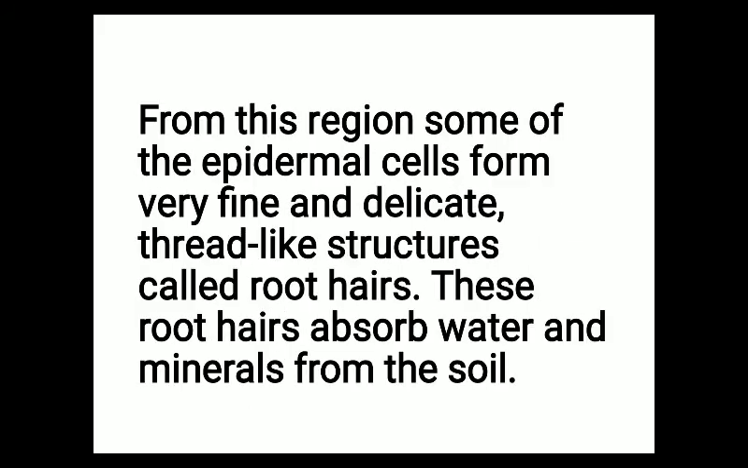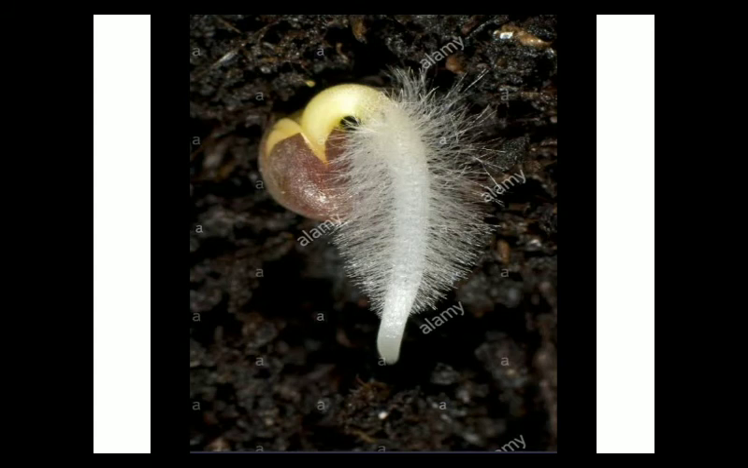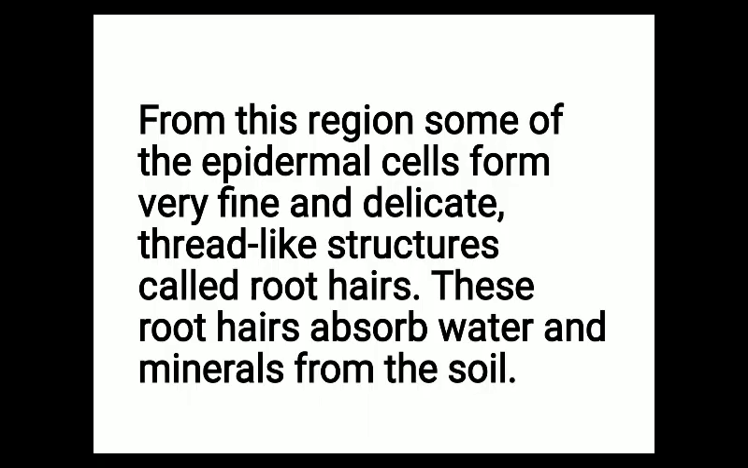From this region of maturation, some of the epidermal cells form very fine and delicate thread-like structures called root hair. So this is very important. From which part will the root hair arise? We have to keep in mind that it is the region of maturation. From the region of maturation, root hair will arise, and these root hairs absorb water and minerals from the soil. This is the structure of root hair. You can observe that it is a very thin, delicate thread-like structure, and it helps in absorption of water and minerals from the soil.